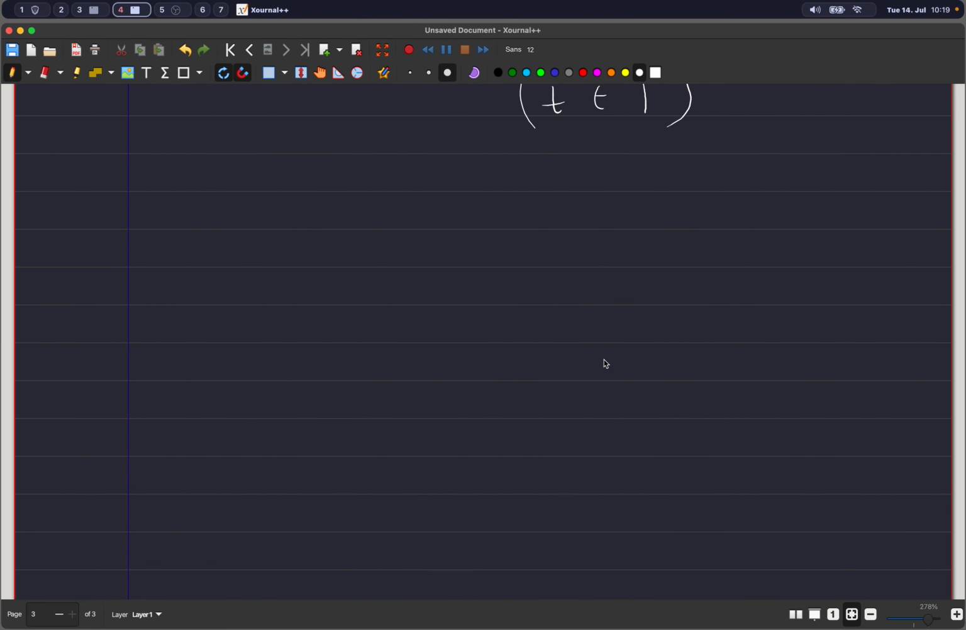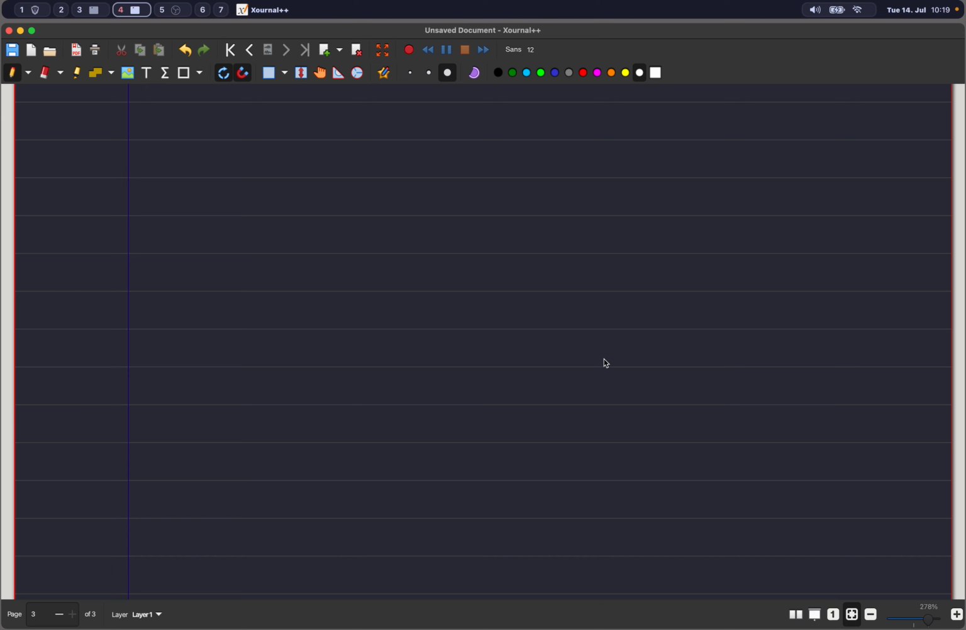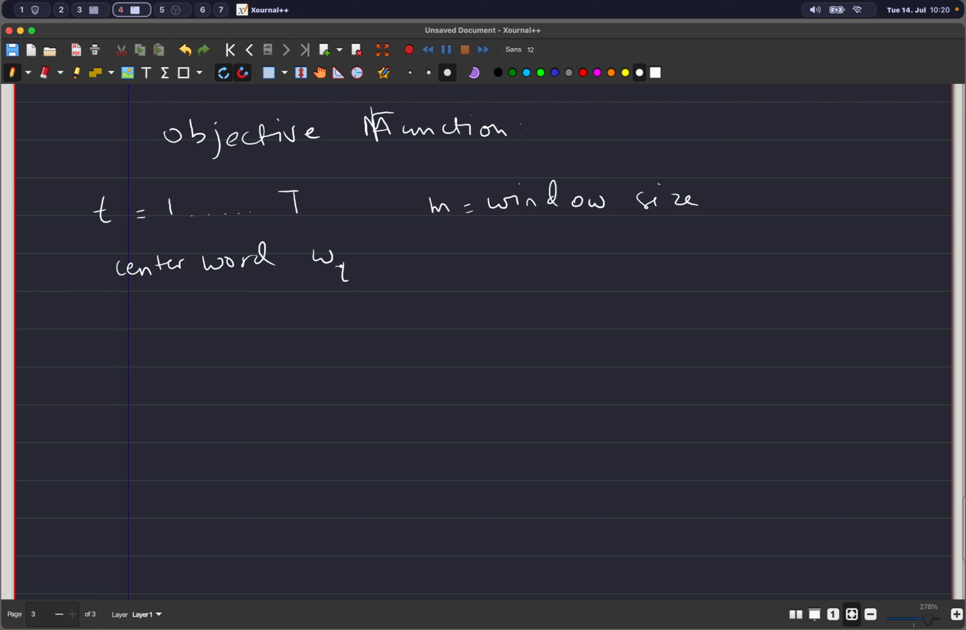Now we can quickly move on to the objective function. You may already have an idea of what it will look like, what exactly we want to maximize or minimize for this problem. Suppose we have a position T that goes from 1 all the way to capital T, which is our entire corpus, and let's say M is our window size. We have a center word WT. We also have a group of parameters, theta, which are all the variables that need to be optimized.